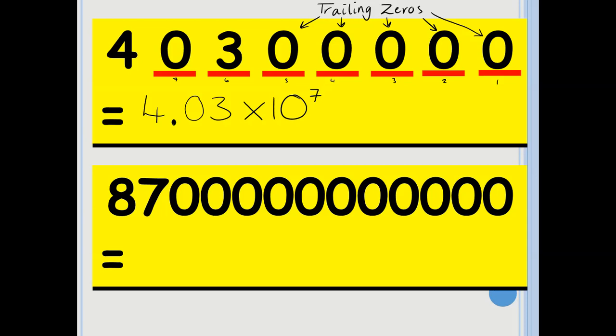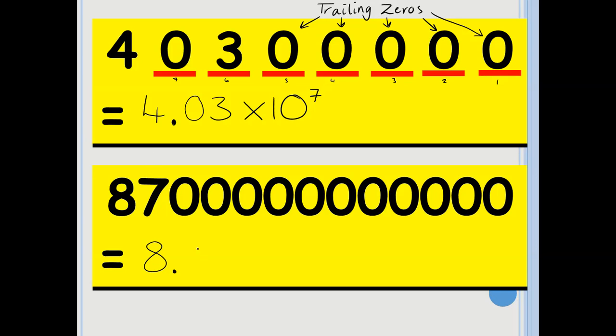One more example we'll look at. This is a huge number we've got this time. So again, I'm not going to change my process. I'm going to take the number with the highest place value, which is the 8, and I'm going to place that on the left-hand side of the decimal.